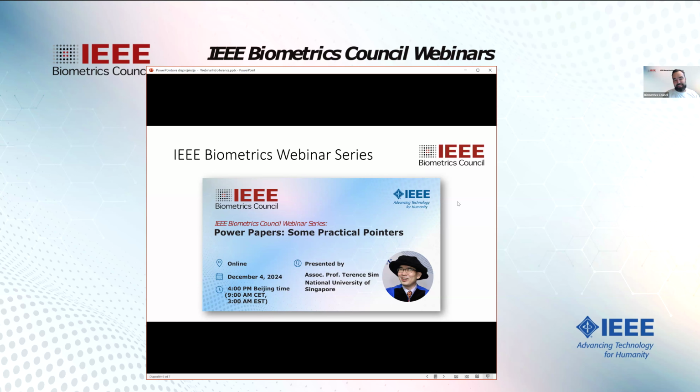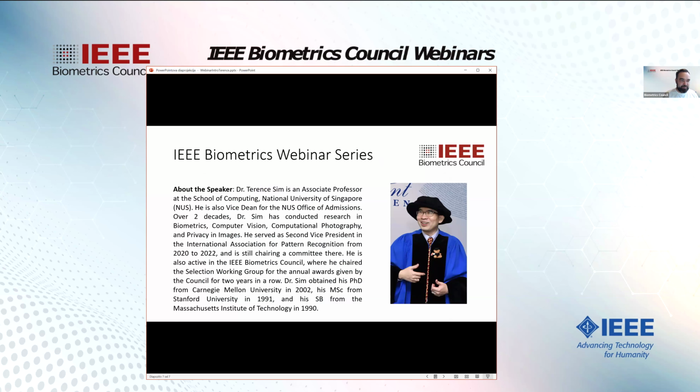So just a short introduction of the speaker. Dr. Terence Sim is an associate professor at the School of Computing, National University of Singapore, and he's also the Vice Dean of the NUS Office of Admissions. Over 2 decades, Dr. Sim has conducted research in biometrics, computer vision, computational photography, and privacy in images. He served as the second vice president in the International Association for Pattern Recognition from 2020 to 2022, and is still chairing a committee there.